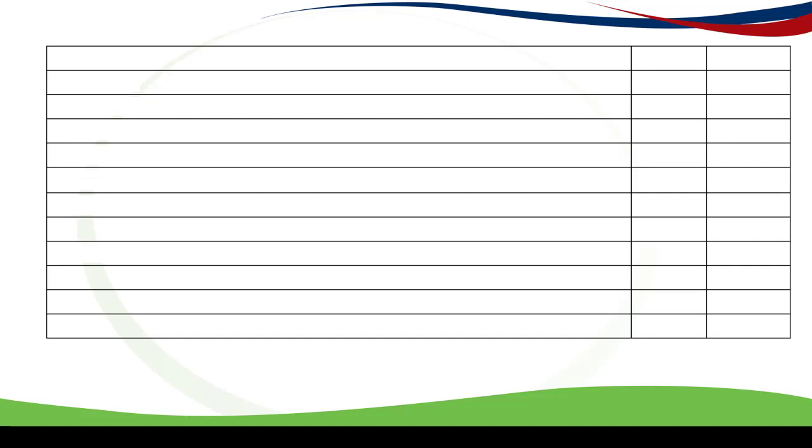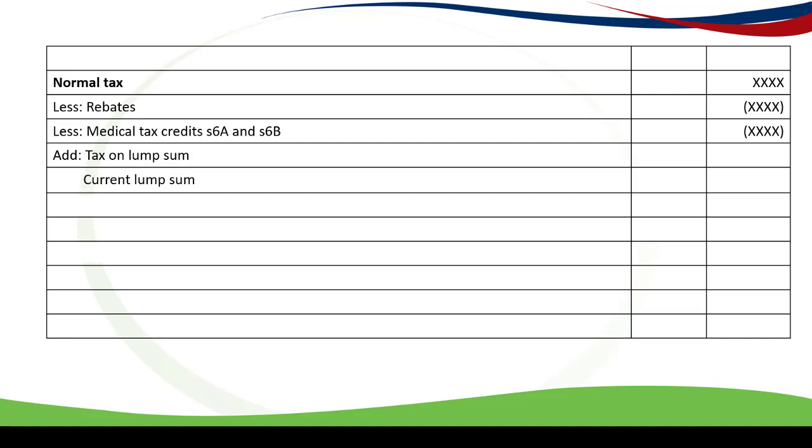Okay, so let's have a look now at how we would calculate tax. So first of all, you would calculate normal tax on your taxable income, excluding the lump sum. You would minus the applicable rebates, you would minus the applicable medical tax credits and additional medical expenses tax credit in terms of Section 6A and Section 6B, and to that you would add the tax on the lump sum. Okay, so we've got the information for that. So in this case, we can calculate the tax on the lump sum.